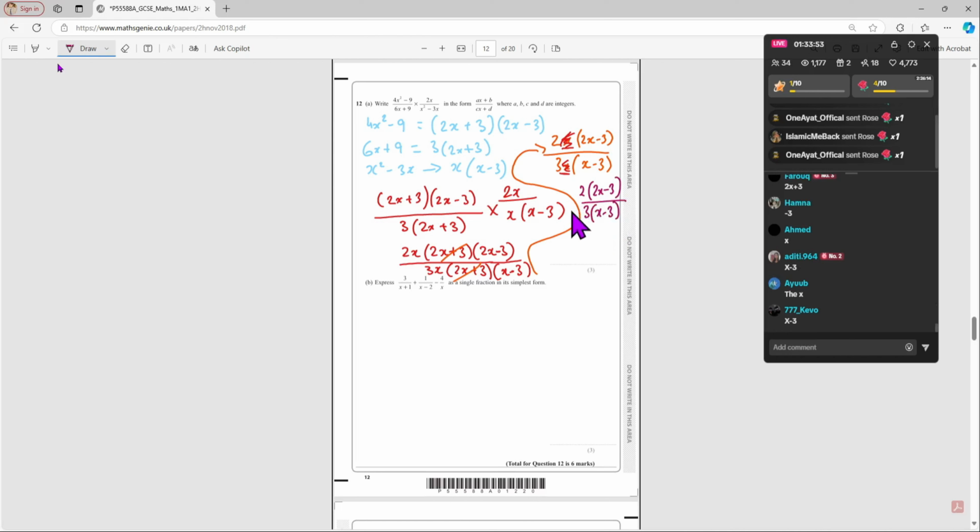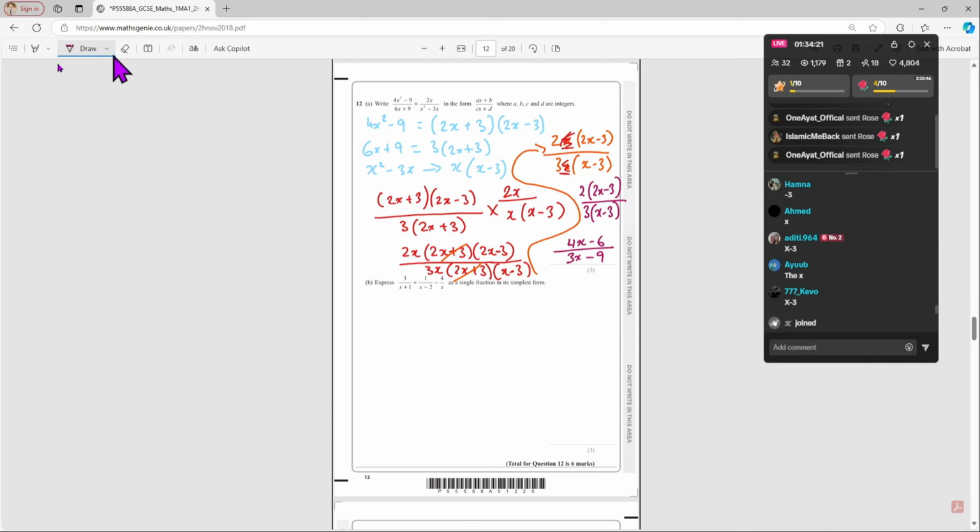And to finally write our final answer, we're going to multiply now. Expand the brackets to get a final answer of 4x minus 6 over 3x minus 9. And that is your final answer. This is a very long question, but it's worth 3 marks. 3-mark question.